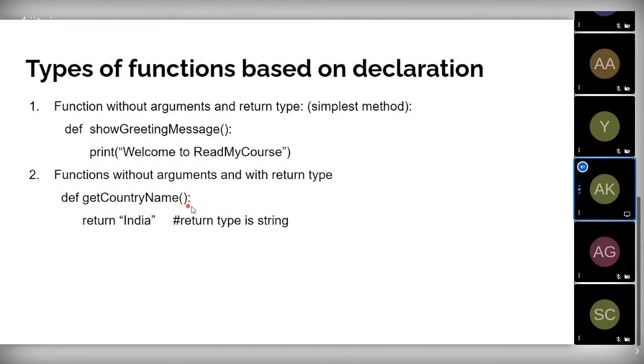Okay, and you can see that we are not passing any argument. So this is an example of function without arguments and with return type. And return type is what? String, and we are returning what? In this case, we are returning India. So is this clear to everyone?